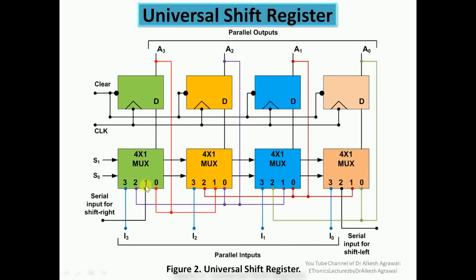Other than this, at input 1 of the first multiplexer, we have serial input for shift right, and at the second input of the fourth multiplexer, we have serial input for shift left. So these are the connections through which we have designed a universal shift register. Again, you can see that every output of a particular flip-flop is connected to the 0 input of the same multiplexer, the 1 input of the previous multiplexer, and the 2 input of the next multiplexer. So these are the kind of connections that are repeated for every output of a particular D flip-flop.